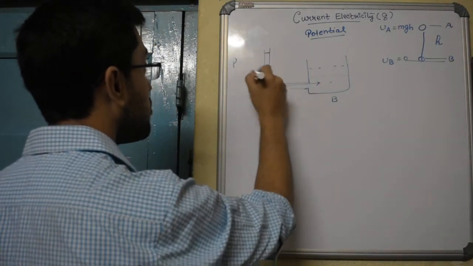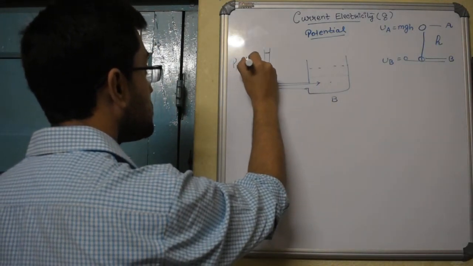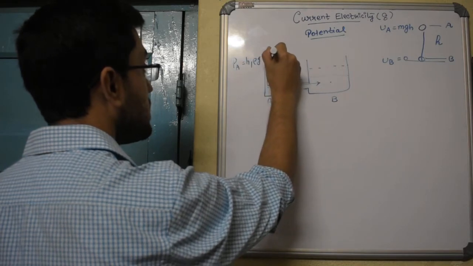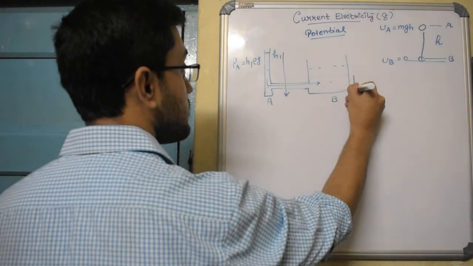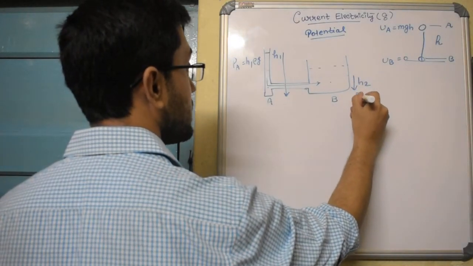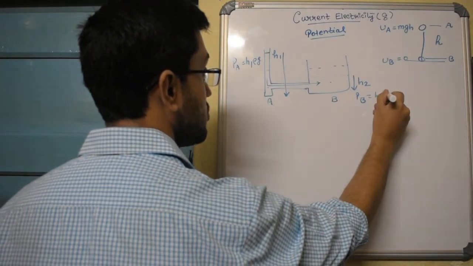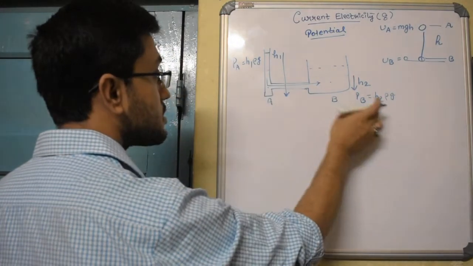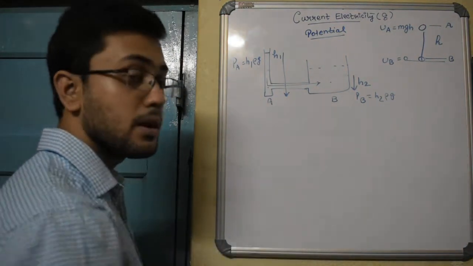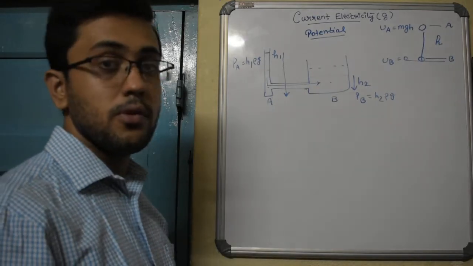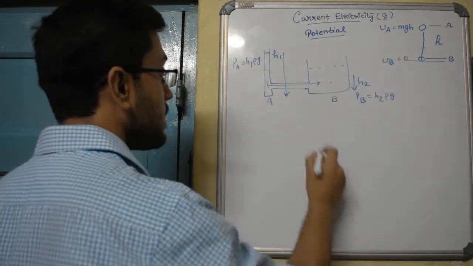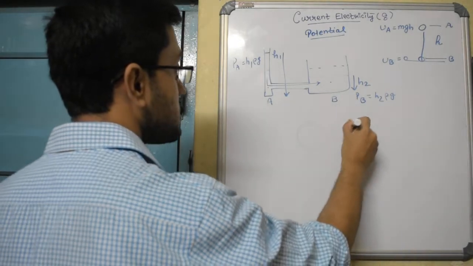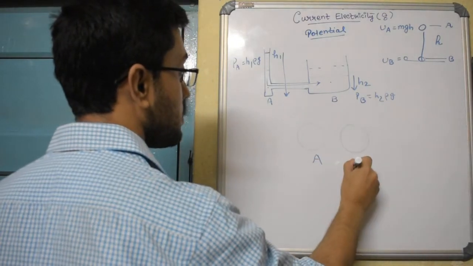Pressure in this portion A is equal to say h1 rho g, if this height is h1 above the base, and here if I say this height is h2, then the pressure at B is h2 rho g. Since h1 is greater than h2, the pressure here is greater, so again the water flows from a greater pressure to a lower pressure.